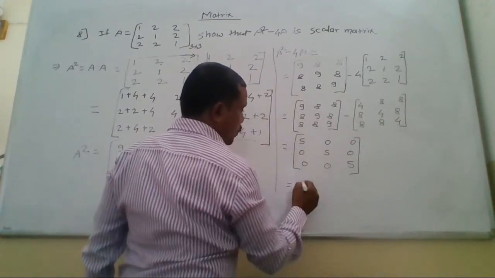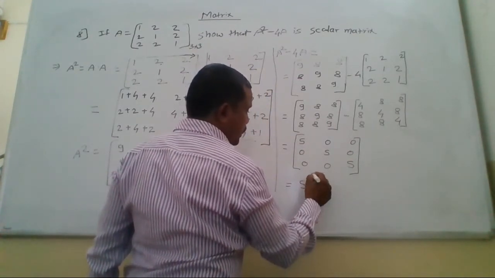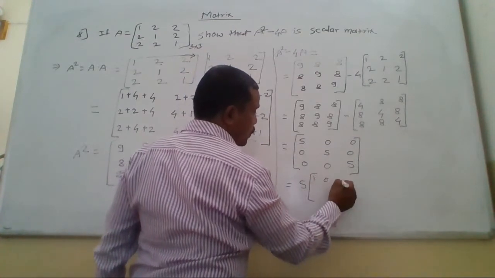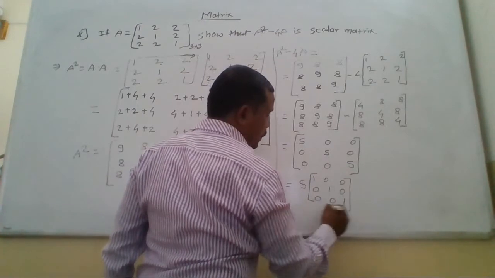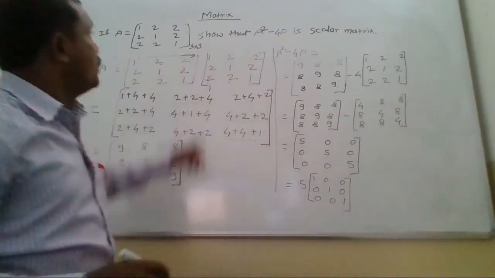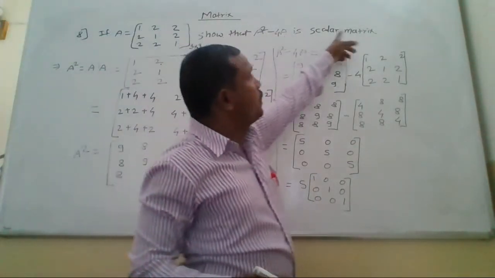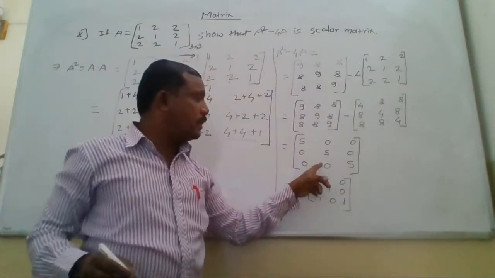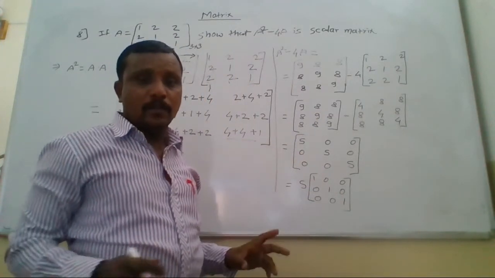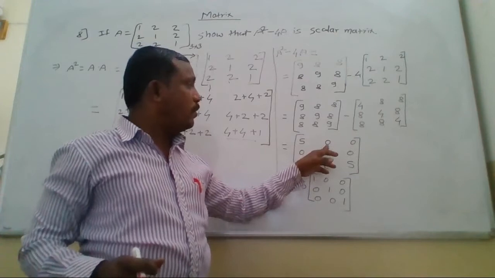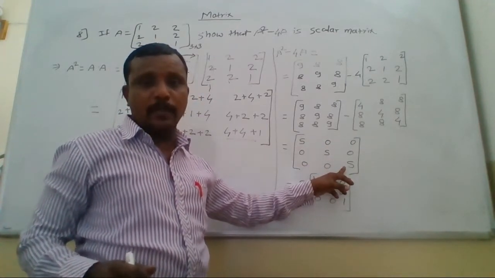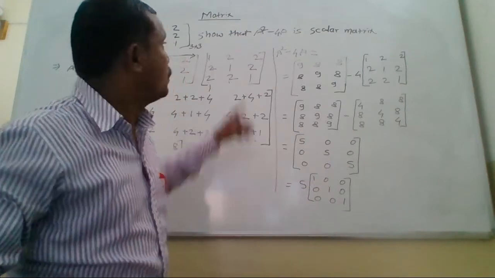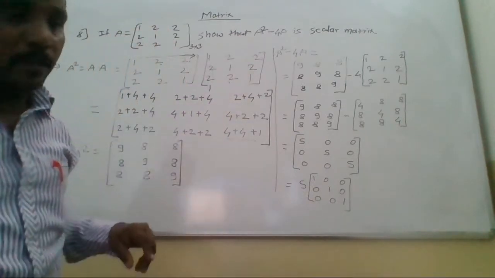So take 5 common, and this is a scalar matrix. Therefore [1 0 0; 0 1 0; 0 0 1], this is the identity matrix. This means A square minus 4A is a scalar matrix. We know the definition of a scalar matrix: the non-diagonal elements are 0 and the diagonal elements are the same. That is the definition of a scalar matrix. So A square minus 4A is a scalar matrix.